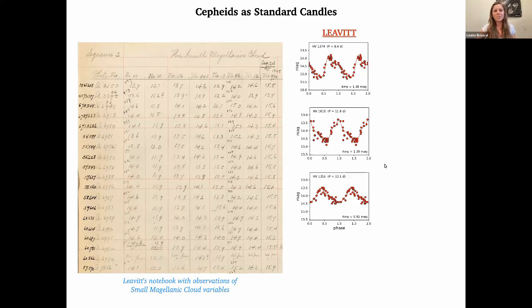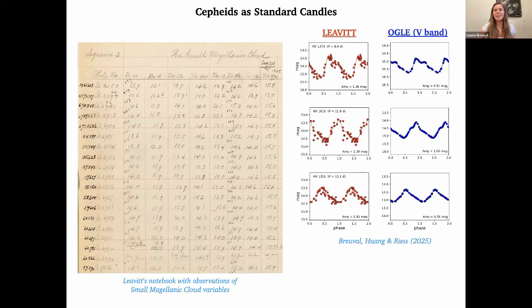If you look at the same objects today with modern telescopes, for the exact same stars, you can see the same light curve shape. The only difference here is the amplitude, because the photographic plates used by Leavitt are bluer than the V-band, and the amplitude is a function of wavelength. So that's the only difference. Of course, the scatter is much better now, but considering the technology she had access to, it's quite remarkable to see how well she could already measure the light curves, even though she did not publish them.